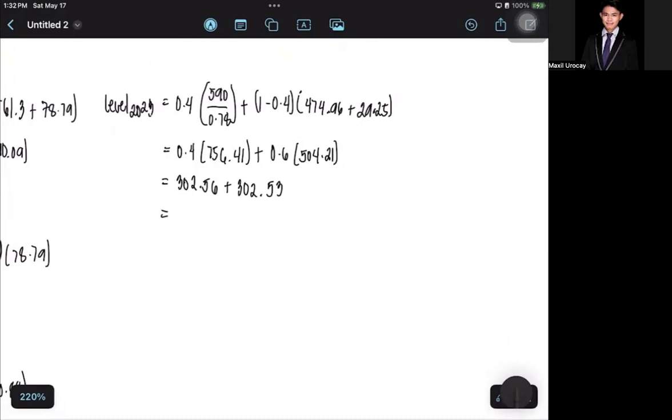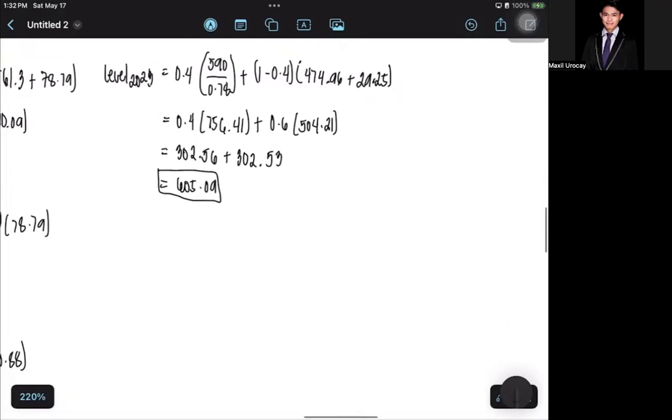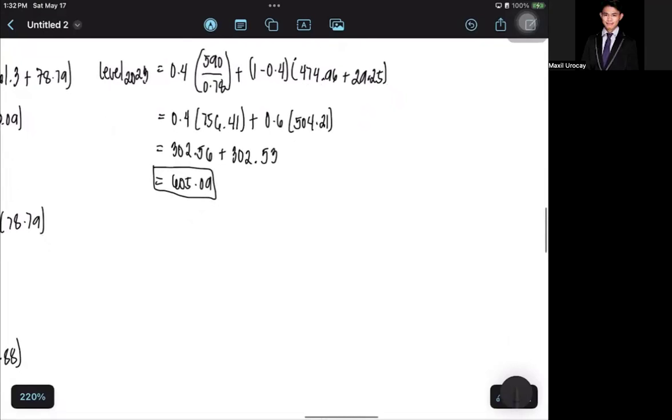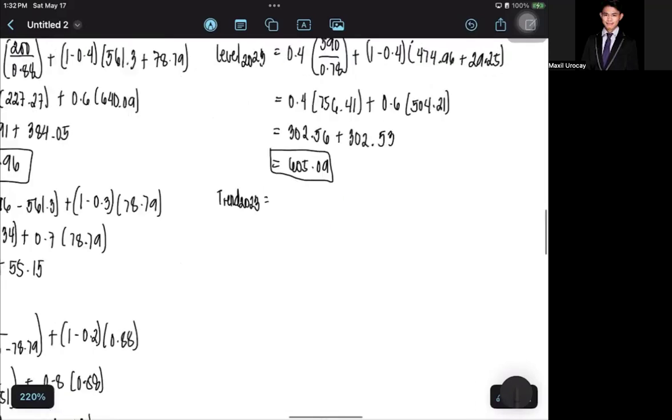Now, calculating it then, 302.56 plus 302.53, that will equate to 605.09. So therefore, your level of 2023 is equating to 605.09, and we'll be going to get the trend as well for 2023. So your beta right now is definitely 0.3.